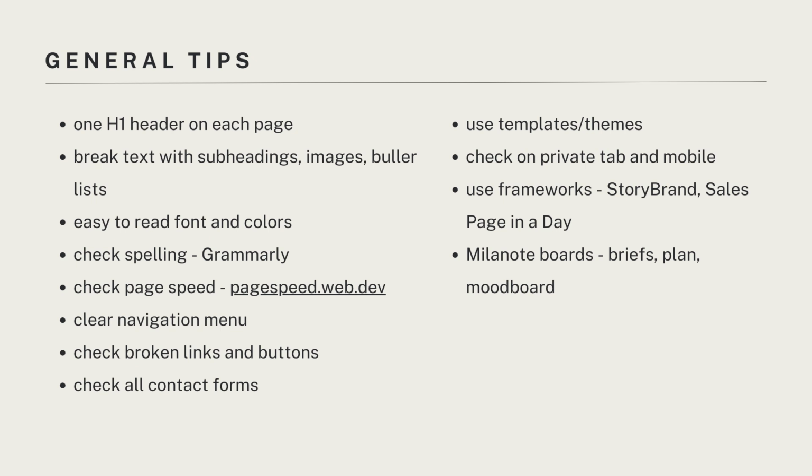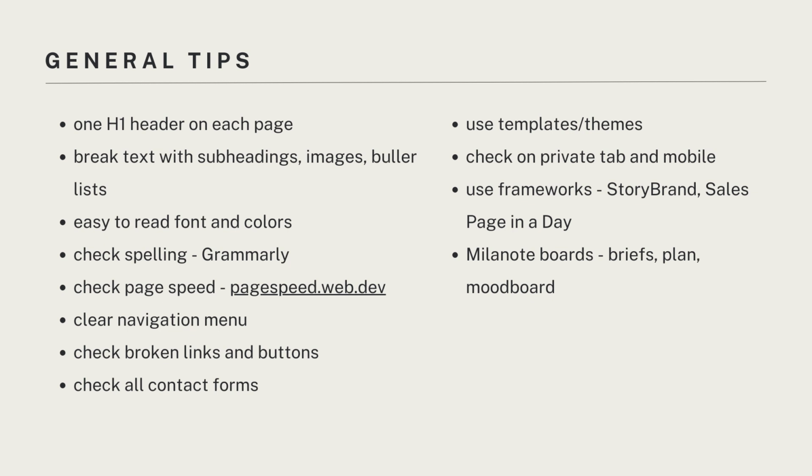You can use templates and themes that are available on WordPress, page builders like Elementor or Beaver Builder, or Squarespace or Kajabi. You can use the ready-to-use templates, customize them and add your copy. And don't forget to check the website from a private tab or on mobile, like your phone or a tablet, to make sure it's responsive.